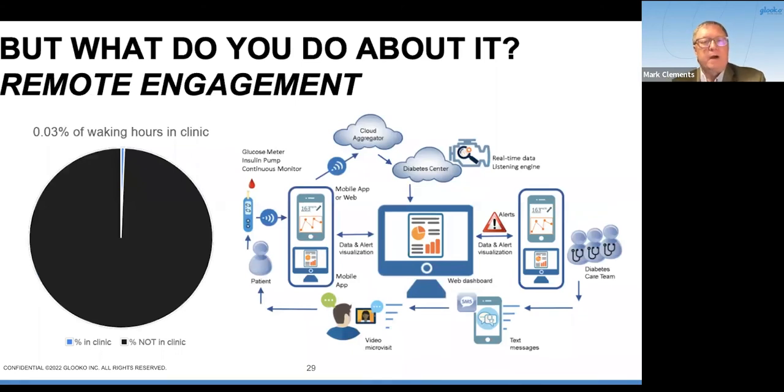Well, what you do about it is you think about how to get the care out of clinic. And this is a significant effort. Remember that our patients, whether type 1 or type 2, spend only 0.03% of their waking hours in clinic with us at most. And the rest of the time, they're on their own.